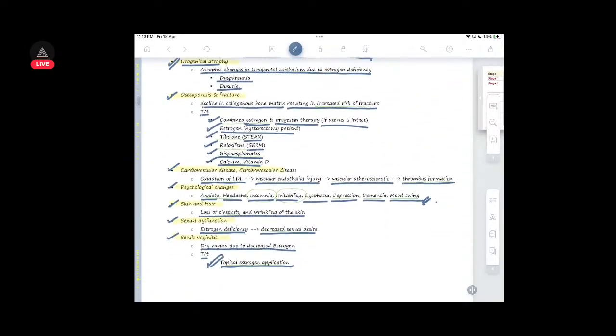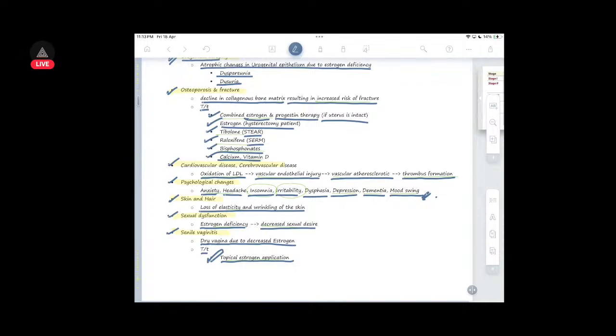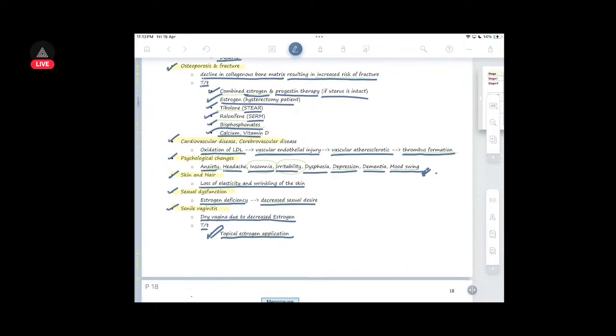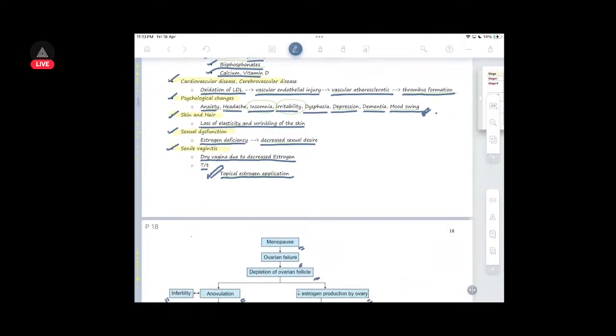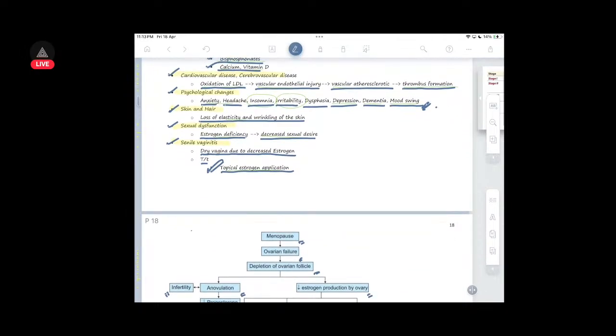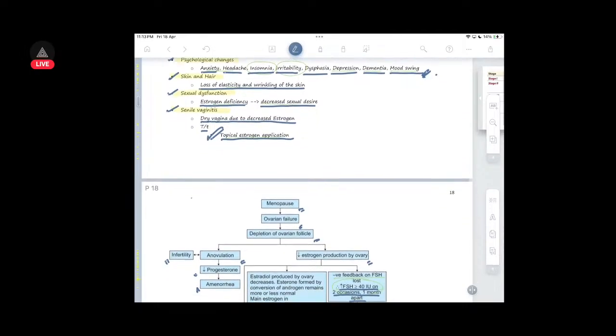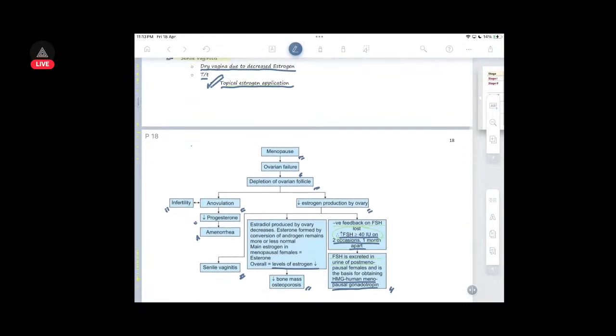Urogenital osteoporosis and fracture, cardiovascular oxidation of LDL, vascular injury, vascular atherosclerosis and thromboformation, anxiety attack and stuff like that, loss of elasticity and wrinkling of skin, estrogen deficiency due to sexual dysfunction, and senile vaginitis.